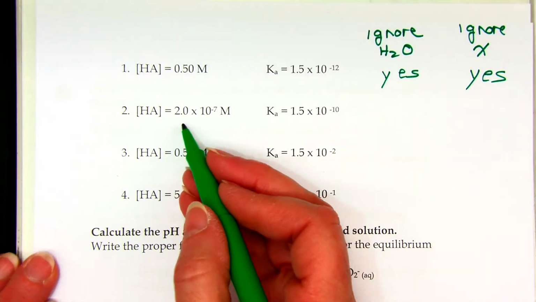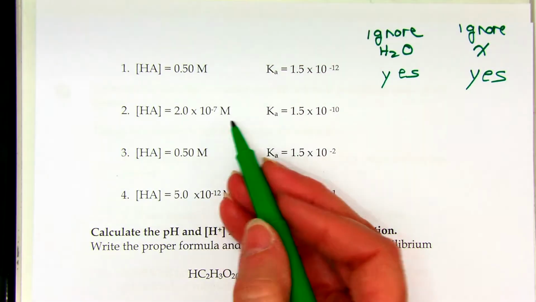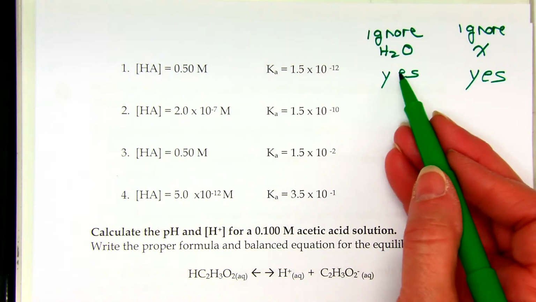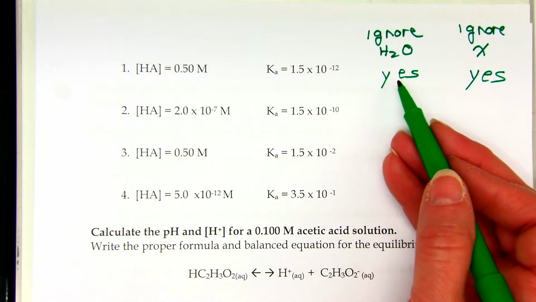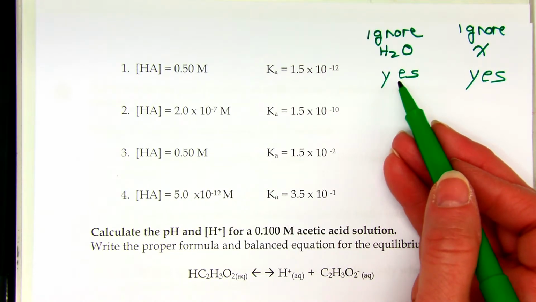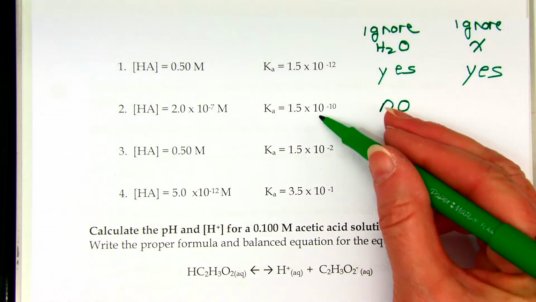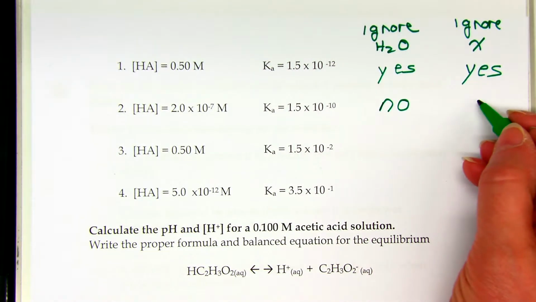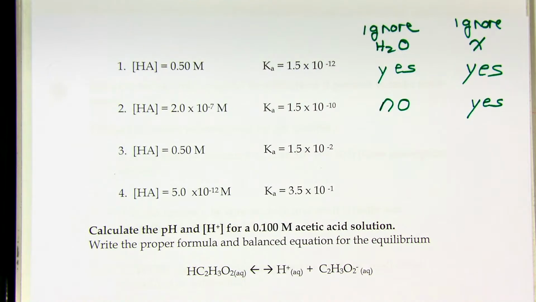Now look at this one. If my original concentration is 2 times 10 to the negative 7th, can I ignore the hydrogen coming from water? No, because it's 1 times 10 to the negative 7th. So we have to figure that in. Now, if the Ka is 10 to the negative 10th, can I ignore X? Yes. So here we have one assumption that works and one that doesn't.